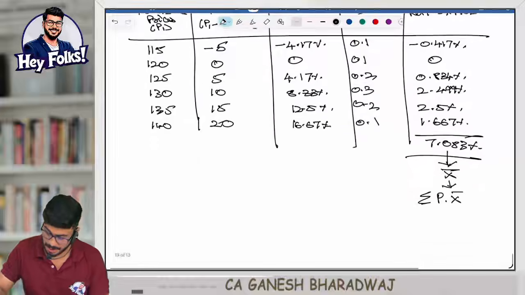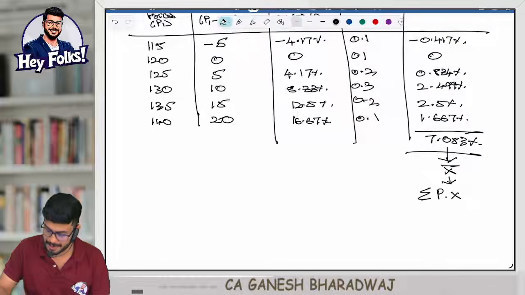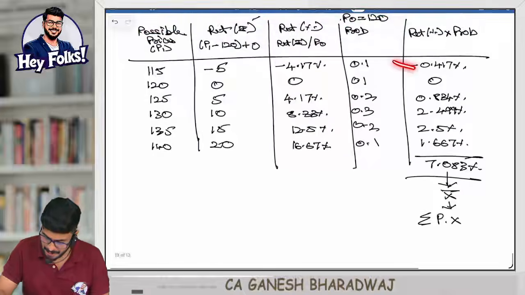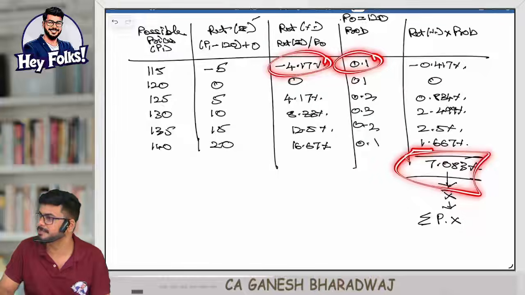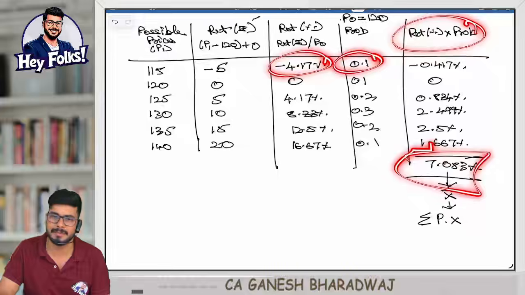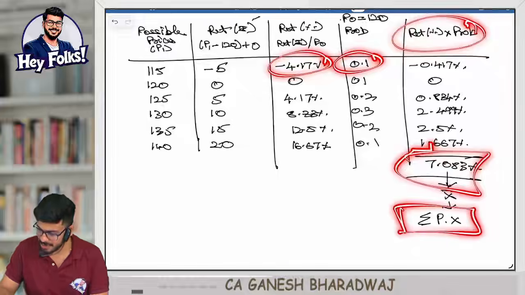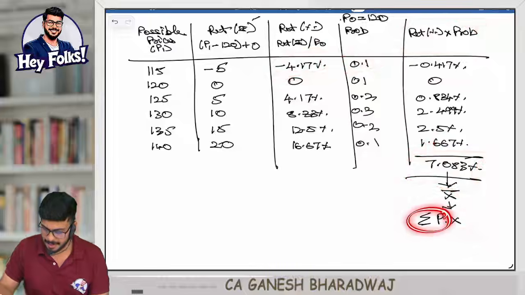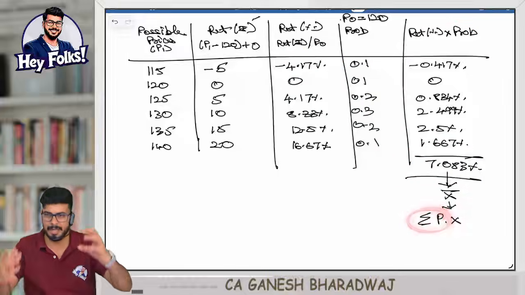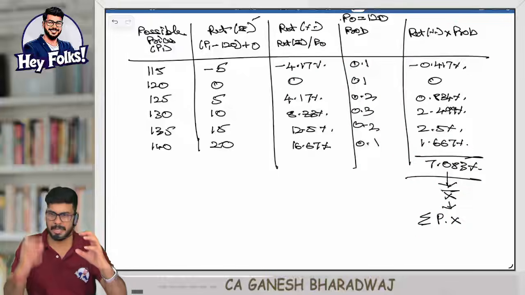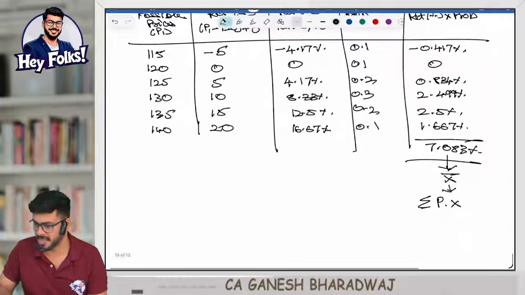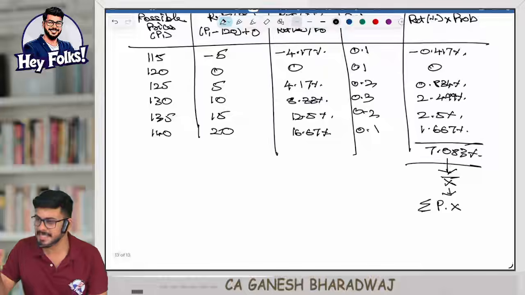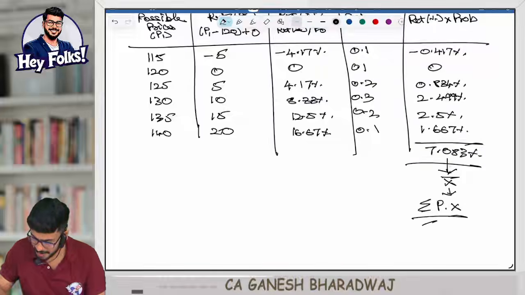Guys, can I say sigma P into X? That is, we are multiplying the return with the probability and totaling it. Am I right? This is nothing but sigma Px. So in case of probability, can I say that the expected return is nothing but the multiplication of the respective return with the probability and adding it directly? Or strictly speaking, mathematically, this is sigma Px divided by sigma P.